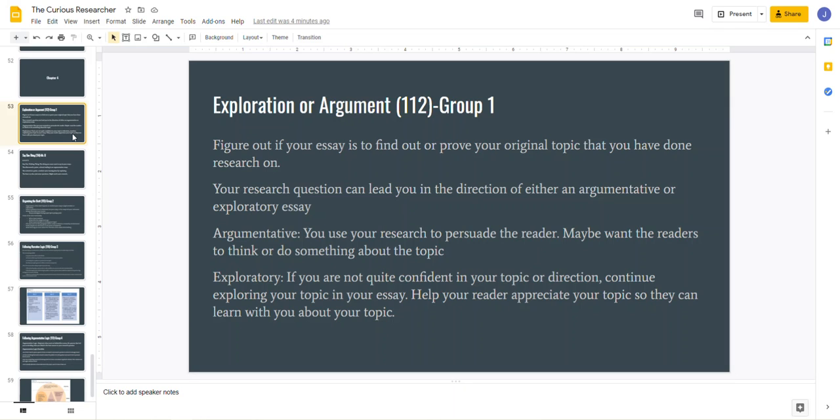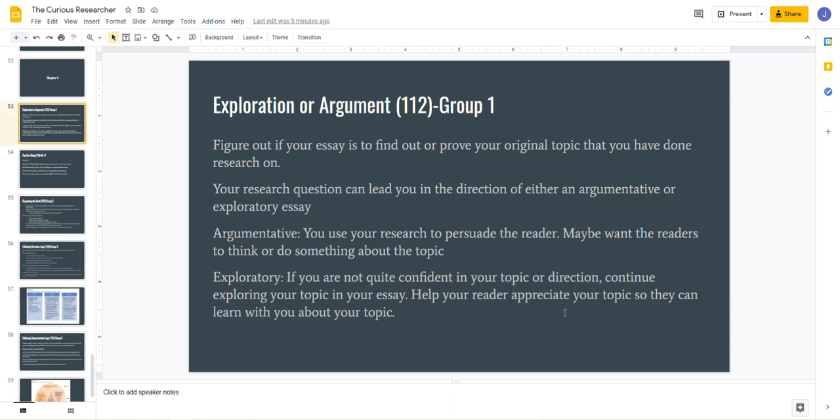Your research question can lead you in a direction of either an argumentative or exploratory essay. The argumentative path is where you use your research to persuade the reader, support your thesis driven essay. You want readers to think or do something about the topic. You know, the problem solution format is usually typical when you want people to take action.